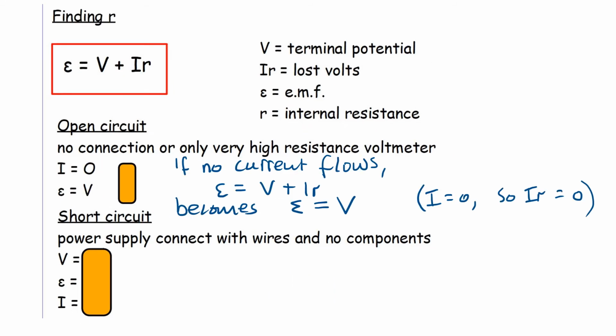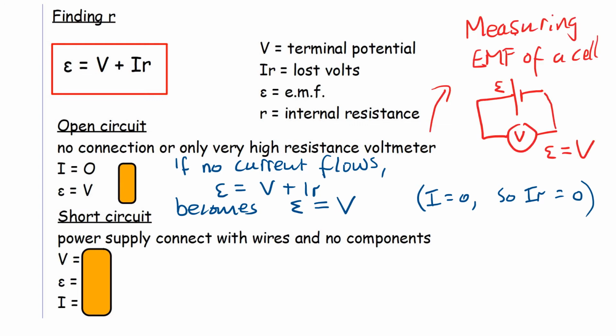In the first situation, open circuit, there's no connection or very high resistance voltmeter, so no current flows. And from our equation, the EMF must be equal to V, because the current is 0, and so I times little r equals 0. So that's a way of measuring the EMF of a cell. We can literally just connect a voltmeter across the terminals of the cell, and the reading on the voltmeter will be equal to the EMF of the cell.